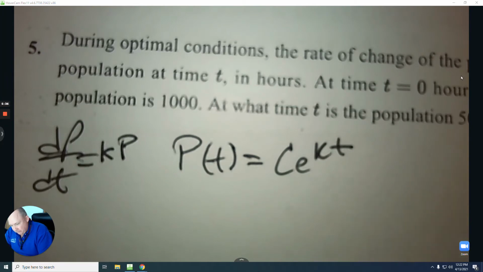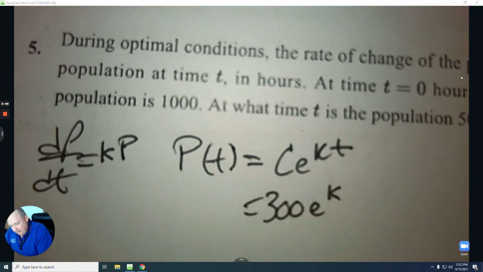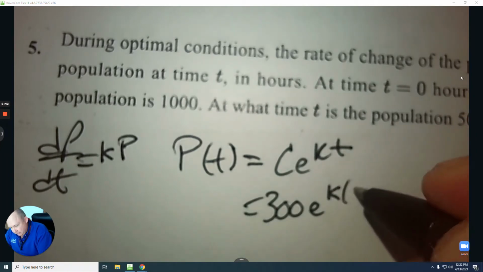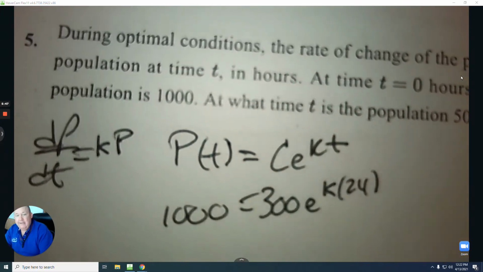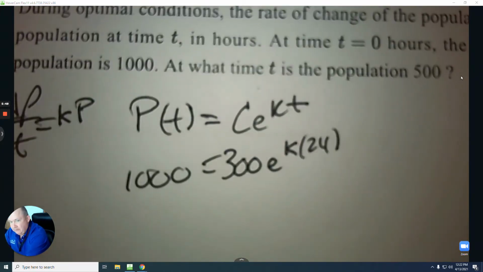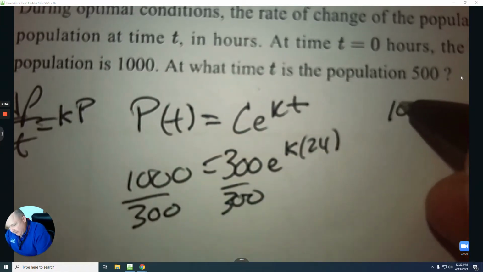So I know the original population is 300. And then I know at time 24 hours, the population is 1,000. All right, again, you're not allowed to use your calculator, so we're going to solve for k. Divide by 300. Reduce it down. That's 10 over 3.